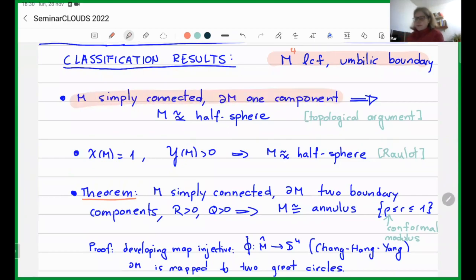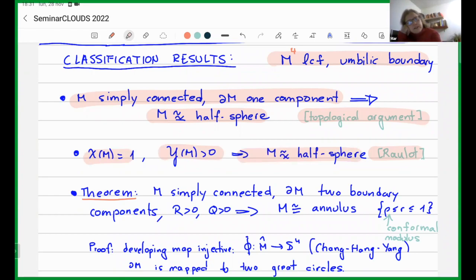If you start with a simply connected manifold that has only one boundary component, then M is conformally equivalent to a half sphere. Actually, this is a simple topological argument, because you can double your manifold and then you get something closed and connected. So there's nothing too deep there. Now, there is a paper by Rollo that we found. Actually, we proved this ourselves, and then we found his paper, so we said, okay, too bad. It says that if the Euler characteristic of the manifold is 1, and with positive Yamabe constant, then your manifold is conformally equivalent to a half sphere.